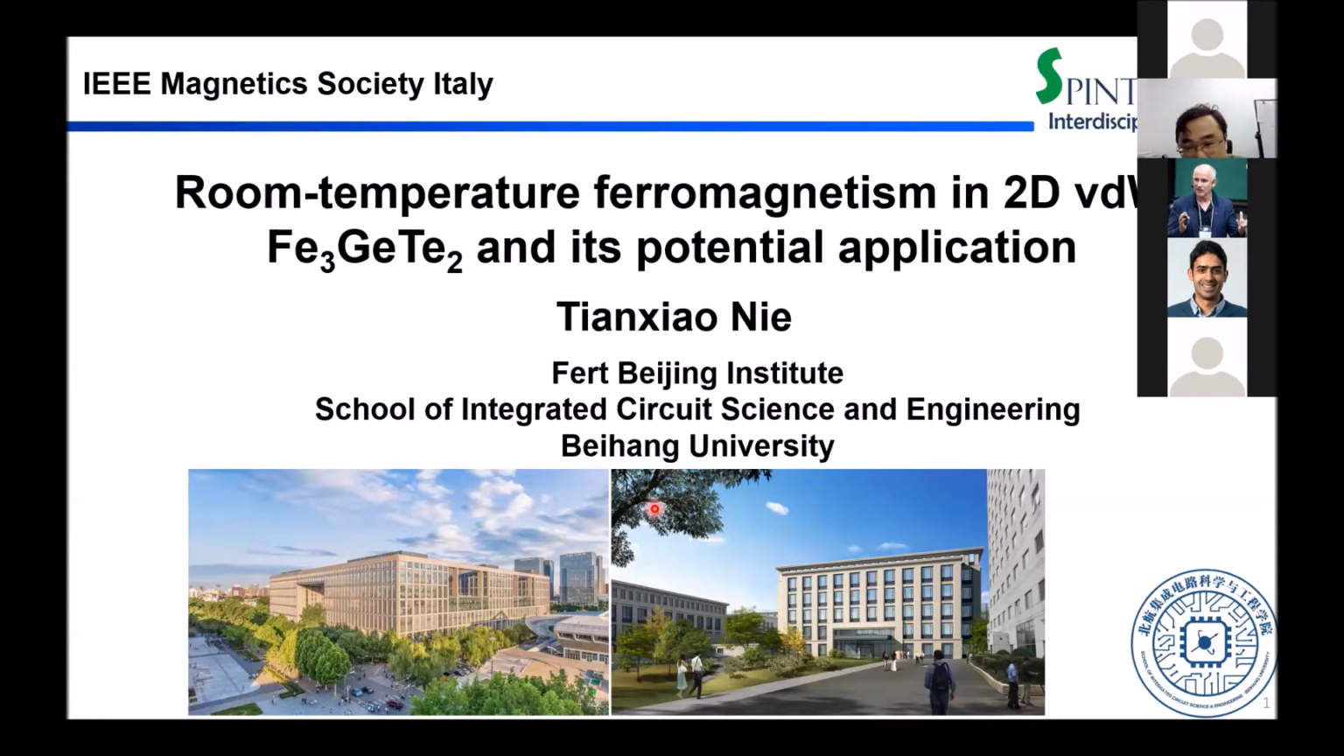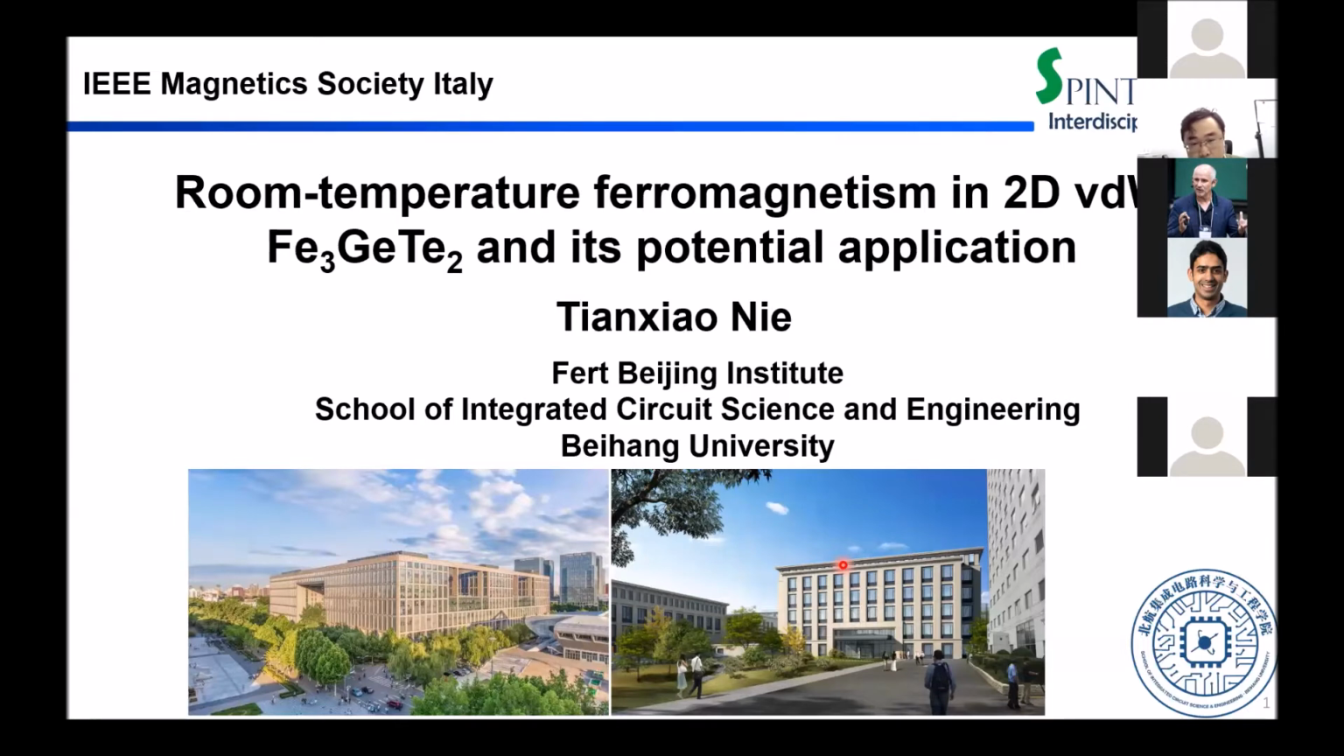Maybe some of you have never heard of Beihang University. Beihang University is actually located in Beijing, China. Its location is close to Peking University and Tsinghua University. And this is our beautiful campus, and also this is our school lab building.